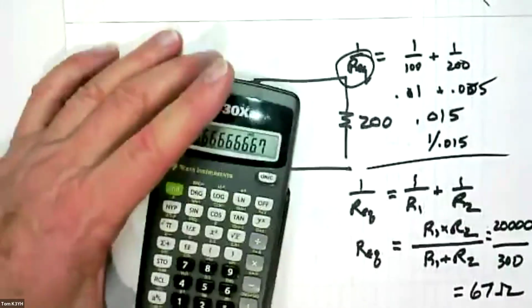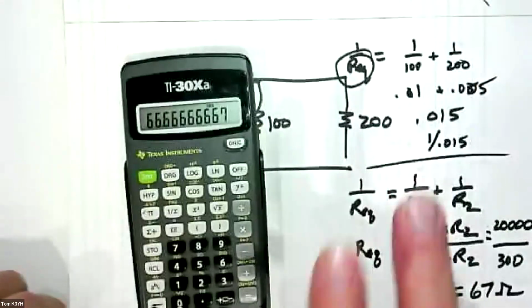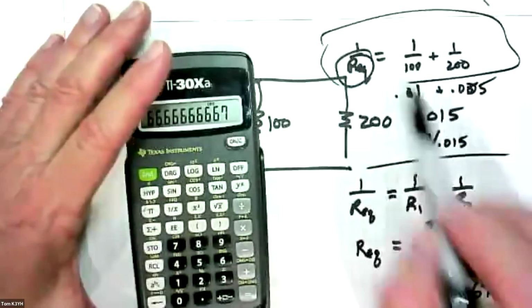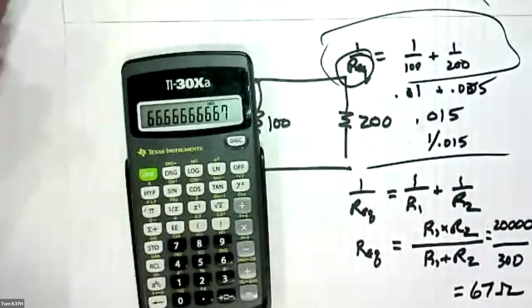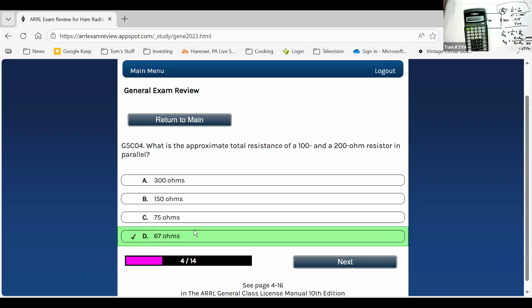This R times R divided by R plus R is a simplification of the equation up here. It only works for two values, though. So if you've got 3 or 4 or whatever, you have to do it this way. Okay. So 67 ohms is the answer. We'll go back to the question. And that's that.